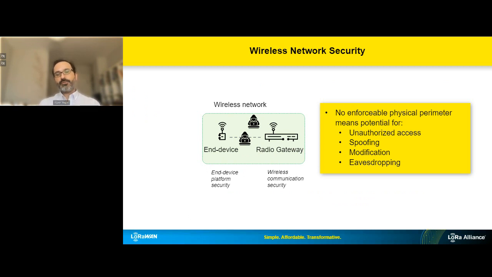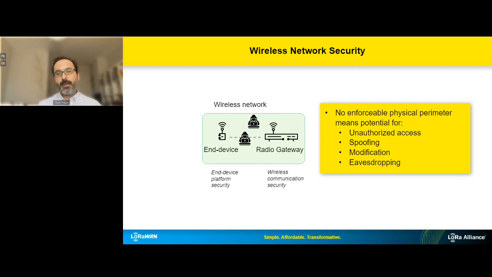So when it comes to securing wireless networks, we cannot really rely on physical security. The wireless radio signals go all around. We cannot really stop them using walls or guards or wires, right? And for that, we need to rely on cryptographic security.